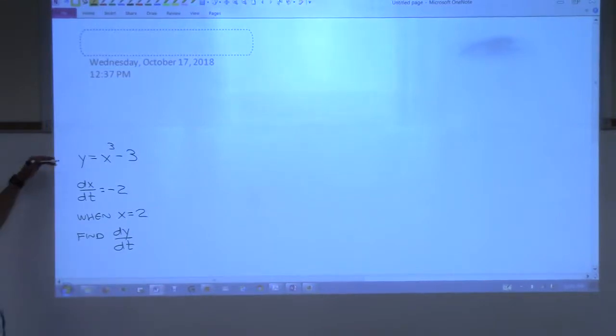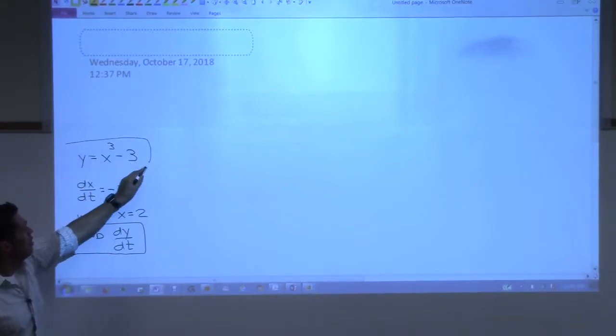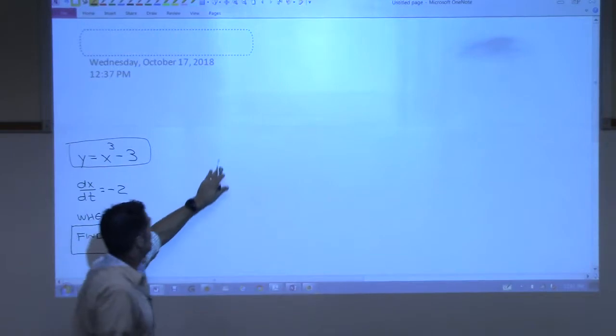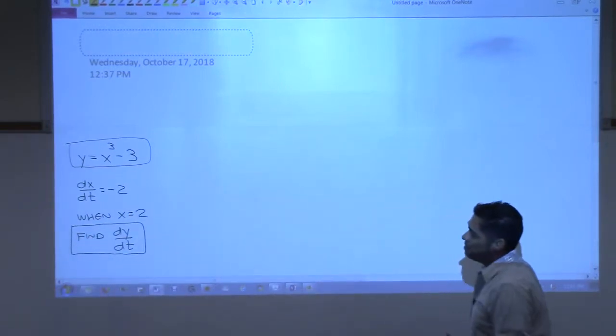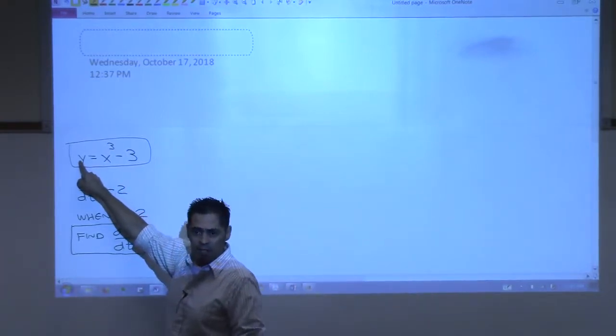So we're given this equation, right? We're told that dx/dt is negative 2 when x is equal to 2. And we're asked to find dy/dt. So the thing we're trying to find here is the derivative of y with respect to t, right? That means we're going to take this equation and differentiate it with respect to t. And notice t does not appear here, right? So let's start seeing if we can get this straightened out, because I know we had problems with this last class. What is the derivative of y with respect to t?